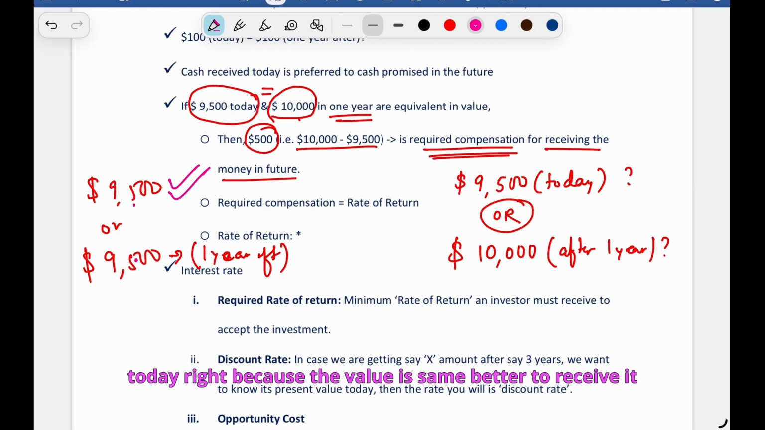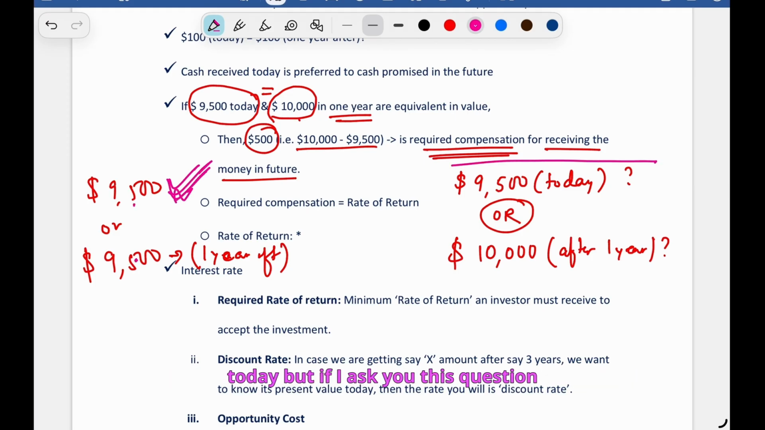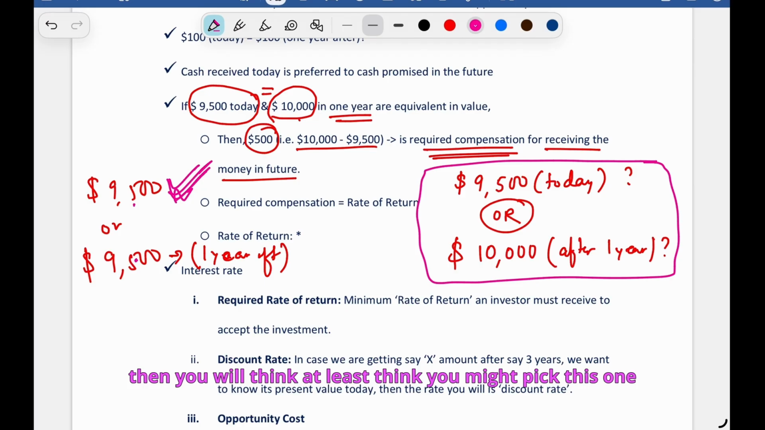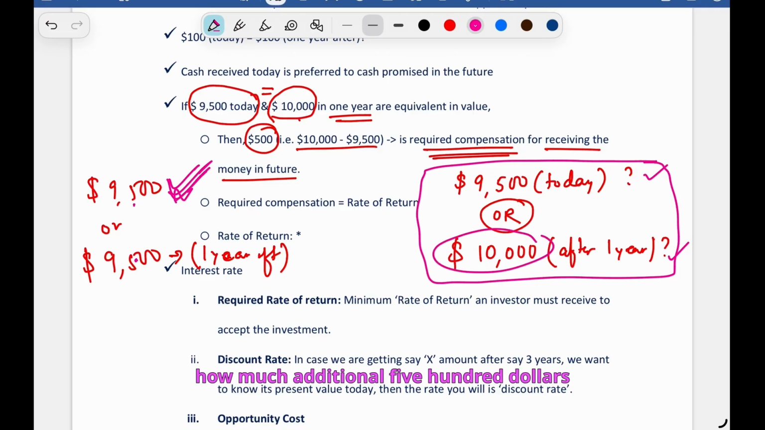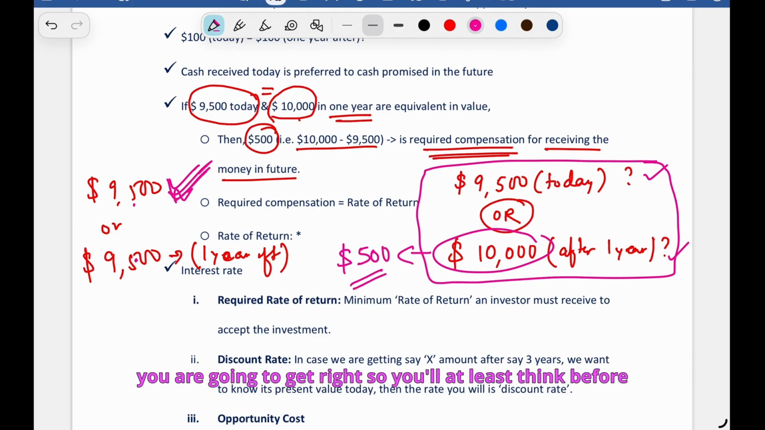Because the value is the same, it is better to receive it today. But if I ask you this question, then you at least think; you might pick this one or even this one. You'll at least think, okay, if I'm getting this after a year, I'll get additional how much? Additional $500 you're going to get, right? So you at least think before deciding.